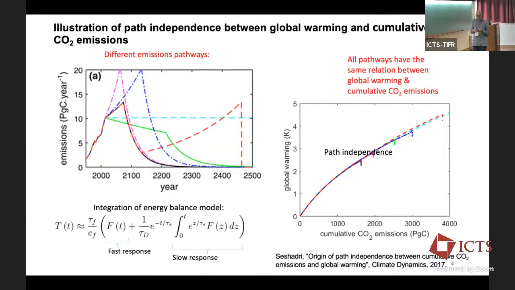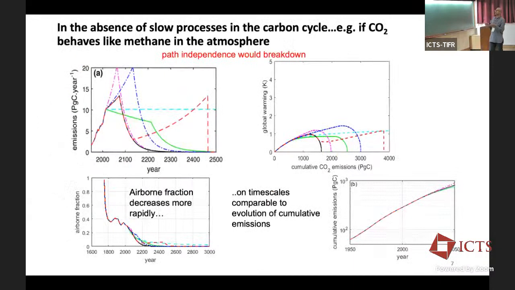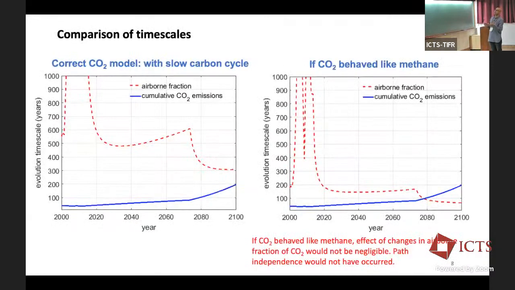So in principle, you could write down, right? You could sketch the airborne fraction timescale, the cumulative emissions timescale. And as long as there's a disparity between the two, throughout that time horizon, temperature will be a function of cumulative emissions.